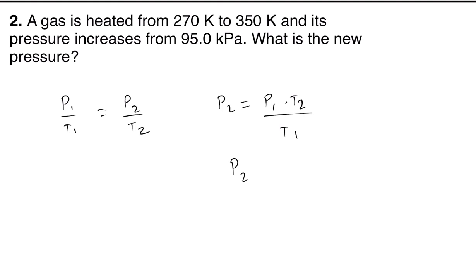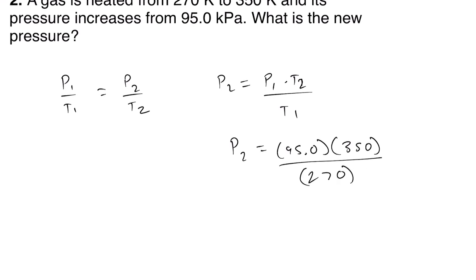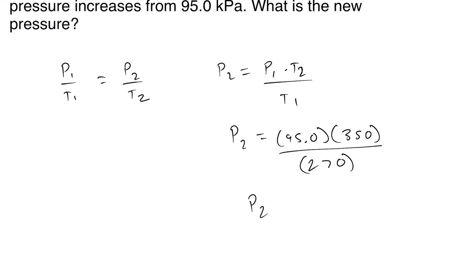And now we can once again plug in the values. P2 is equal to the initial pressure, which is 95 kilopascals, times the final temperature, which is 350 Kelvin, over the initial temperature, which is 270 Kelvin. And when we plug that into a calculator, our final pressure will be equal to 123.15 kilopascals.